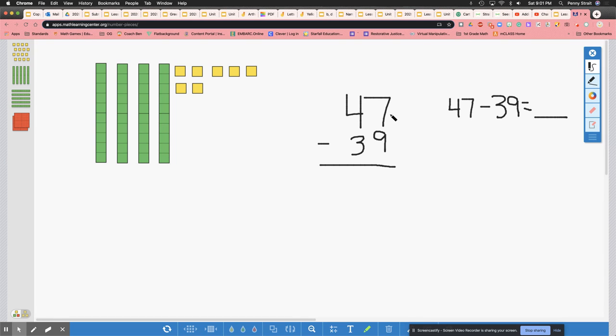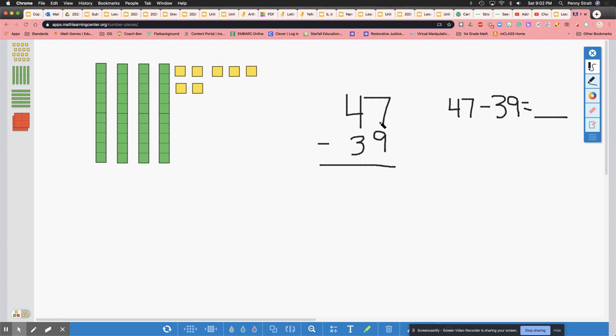When we subtract, we're going to start in the ones place. Now I'm going to use this standard method first this time. We're going to check our work with the place value model. And I'm going to show you a strategy that will be very helpful for you because it's very helpful for me.